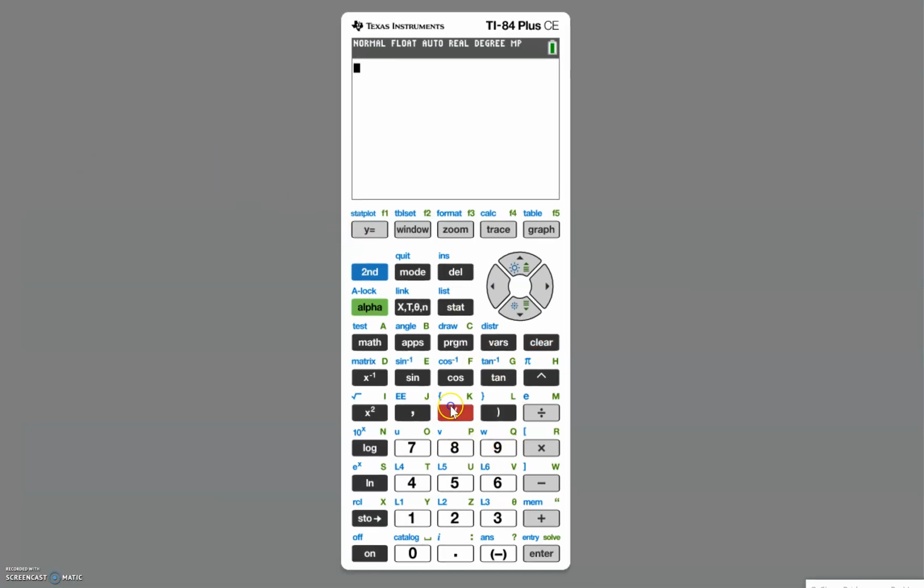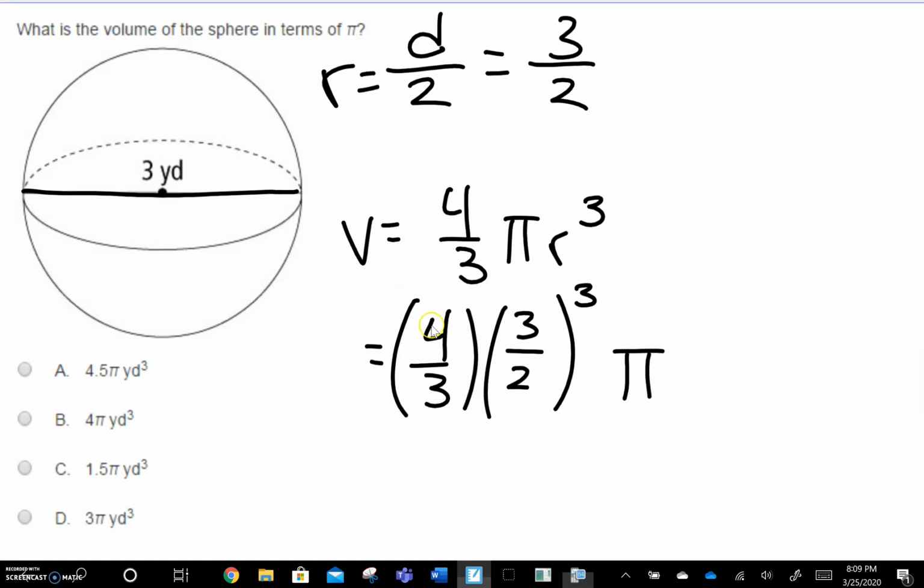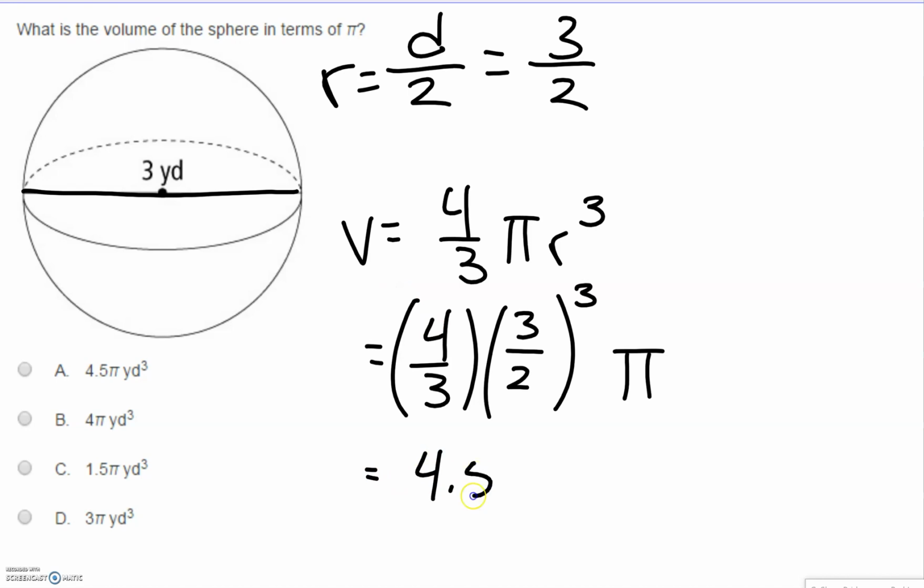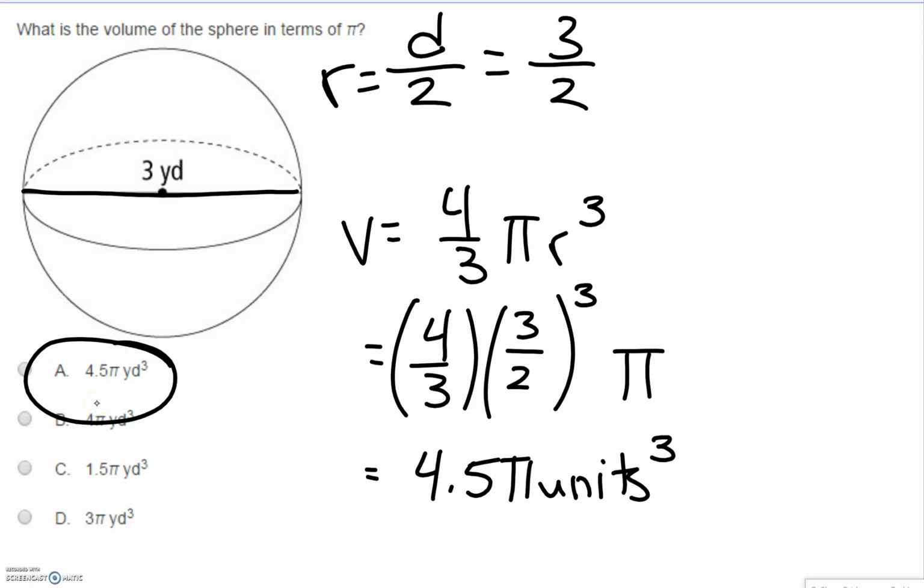So we're doing 4 divided by 3, times 3 divided by 2, and that is being cubed. And what do we get? Oh, there you go, 4.5. So our answer here is equal to 4.5 pi units cubed. Oh, well, it's yards. So 4.5 pi yards cubed.